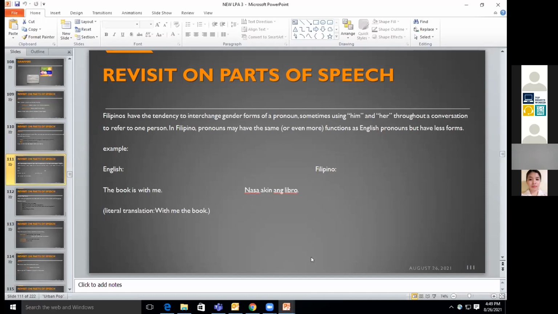Next, Filipinos have the tendency to interchange gender forms of a pronoun, sometimes using him and her throughout a conversation to refer to one person. In Filipino, pronouns may have the same or even more functions as English pronouns, but have fewer forms. Example: the book is with me. In Filipino, nasa akin ang libro. Literal translation, with me the book. That's how we're going to sound if we literally translate it. But I know you get what I'm trying to say here.